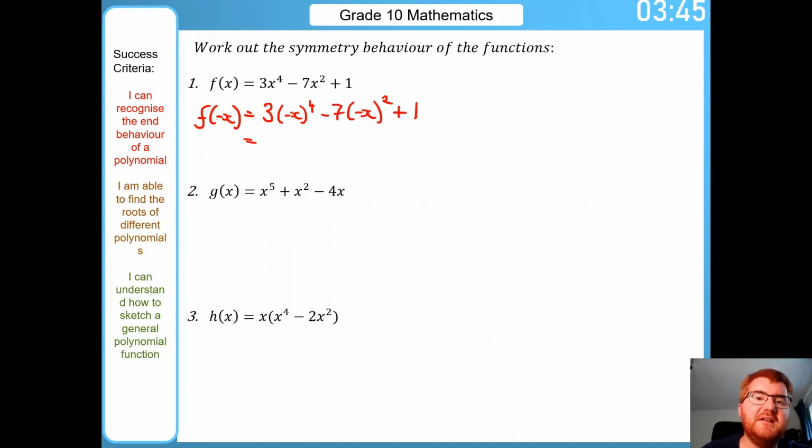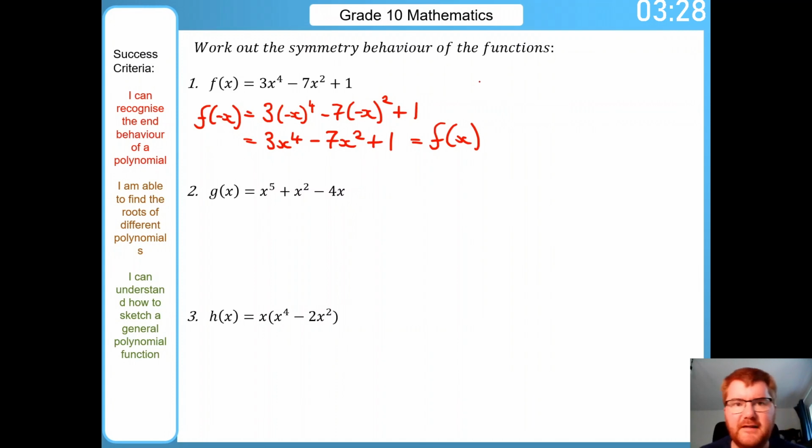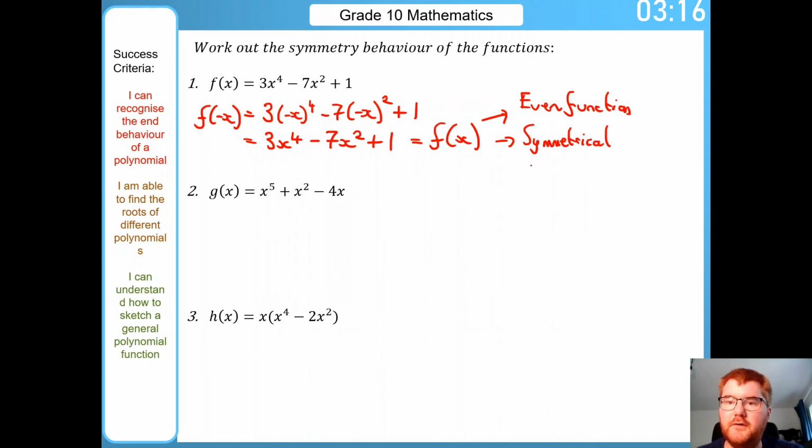So here we have minus x to the power of 4, so times it by itself 4 times. That's going to give us a positive x to the power of 4. Here likewise, we get a positive here, so minus 7x squared, and then plus 1. So notice this function is exactly the same as the function that we had before. If that's the case, then we have a so-called even function. And if we have an even function, then it's symmetrical on the y-axis.